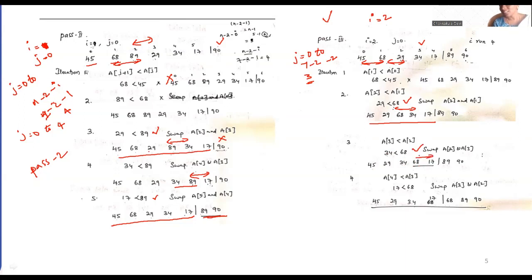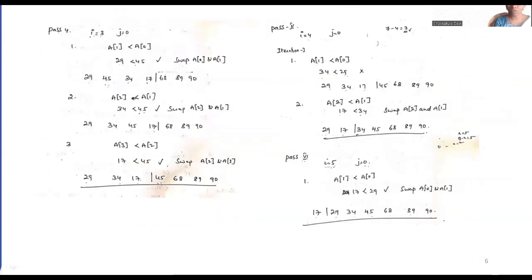In the next iteration, we compare these two elements, 17 and 68. 17 is less than 68. The condition is true, again we need to swap. Now we get this list, 17 and 68. And at this time, in the third pass, we can see that the largest element will be in the correct position. So these three elements are sorted. For the next pass, we have to consider these four elements.